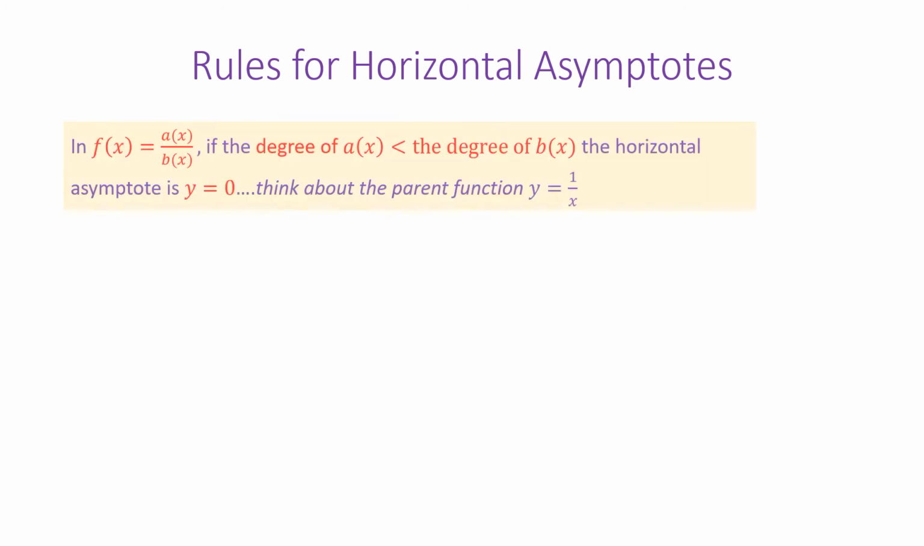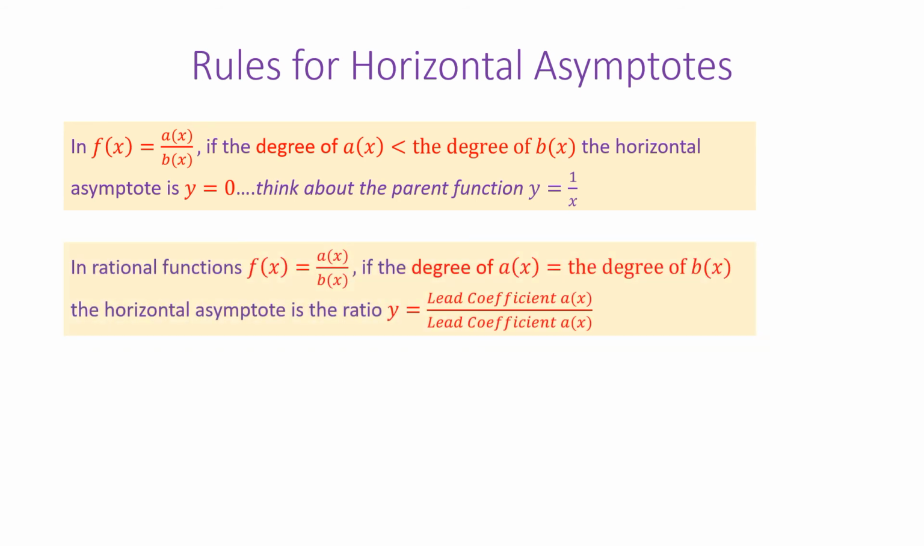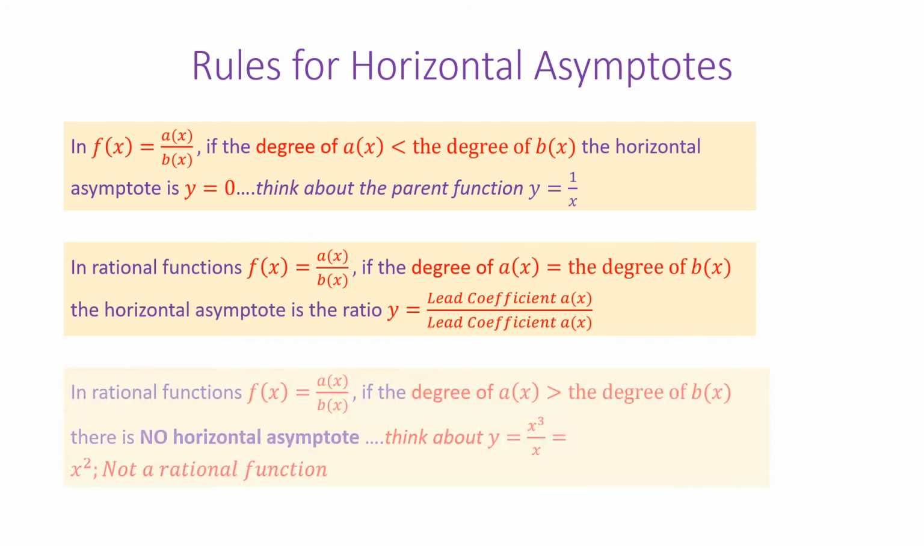Remember, rule number 1, if the degree in the numerator is less than the degree in the denominator, then your horizontal asymptote is y equals 0. And just think about that parent function, y equals 1 over x. Horizontal asymptote, y equals 0, you've known about it forever. If the degree in the numerator equals the degree in the denominator, then you have to look at the ratio of the leading coefficients. It's the leading coefficient of the numerator over the leading coefficient of the denominator. And the easiest one of all, if the degree in the numerator is greater than the degree in the denominator, there is no horizontal asymptote. Remember, y equals x cubed over x is a quadratic, not a rational function.